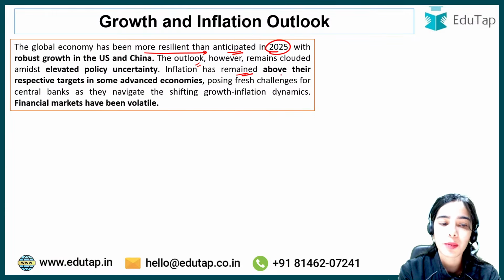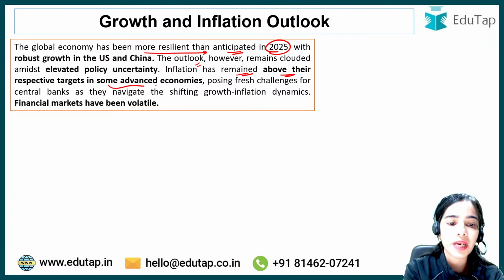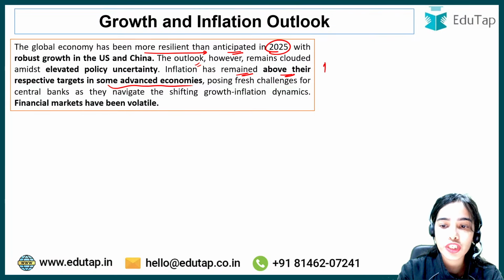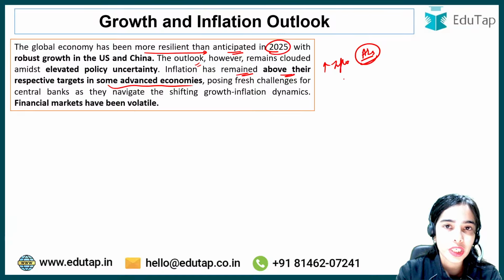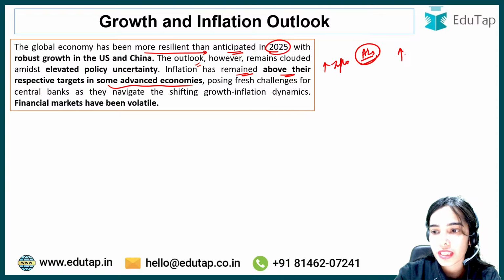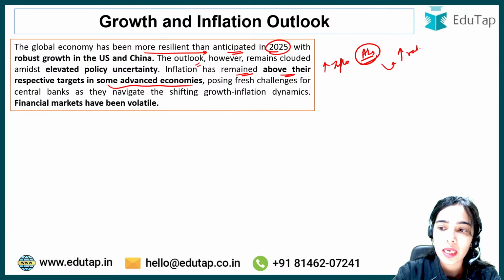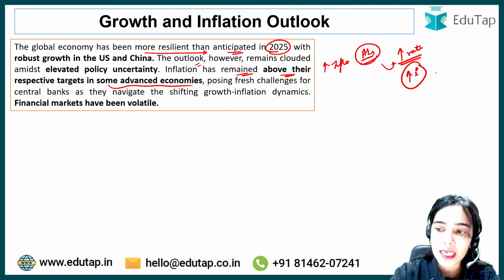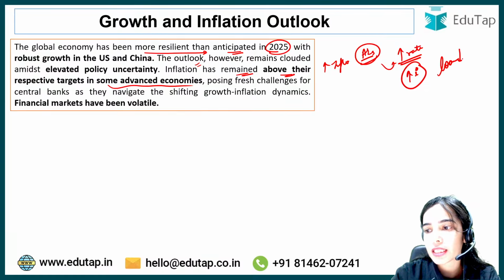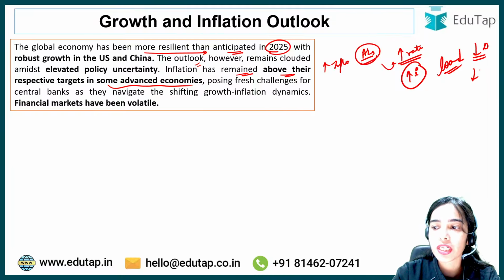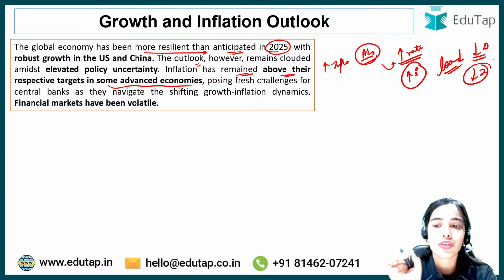Inflation has remained above the respective targets in some advanced economies. Now this is a problem, because if the inflation is high, the central banks of the advanced economies will have to increase their interest rates, so that at the higher interest rate, people take fewer loans and the demand decreases, and with the decreasing demand, the inflation can be controlled, okay, and the inflation rate can decrease.